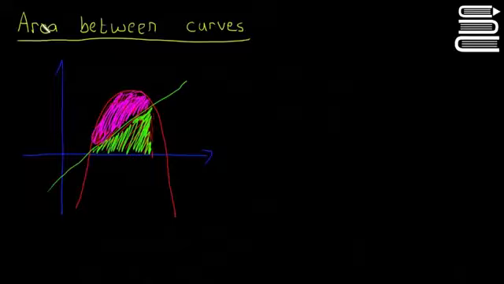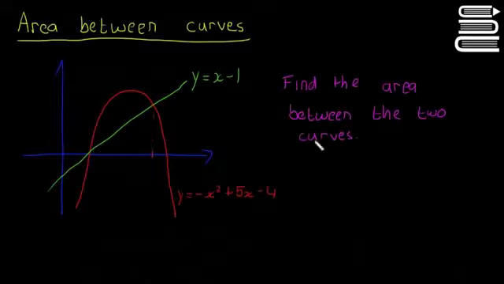Now we're going to look at an example of how to do that. Okay, so I just got rid of some of the scribbles I've done there, and here's our example question we're going to do. So again, we have the same curve here, and it's y is equal to minus x squared plus 5x minus 4. We have this green line here, which is y is equal to x minus 1. And the question is, find the area between the two curves. So that's this area here.